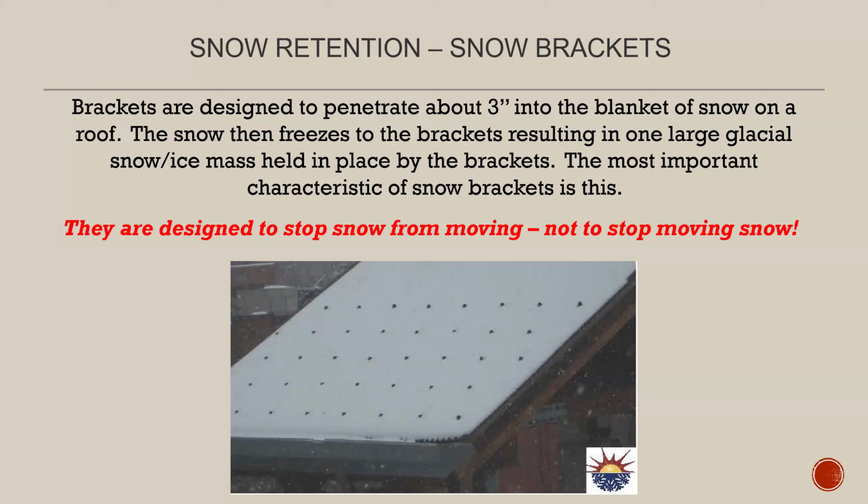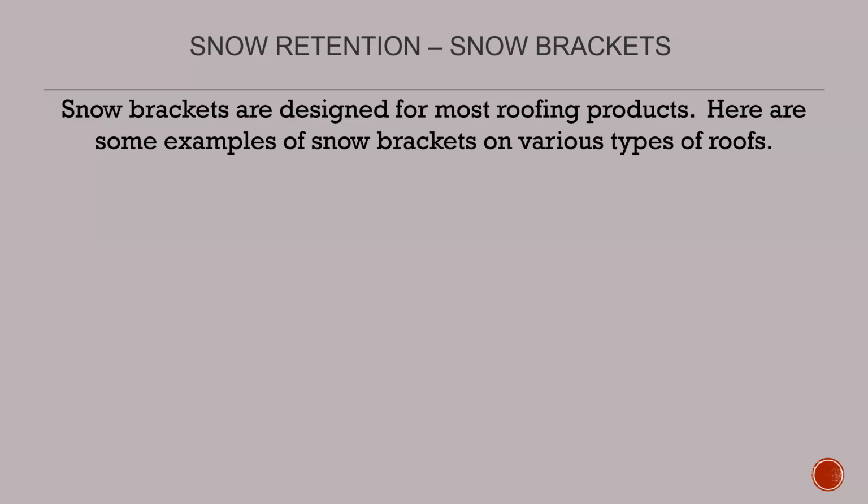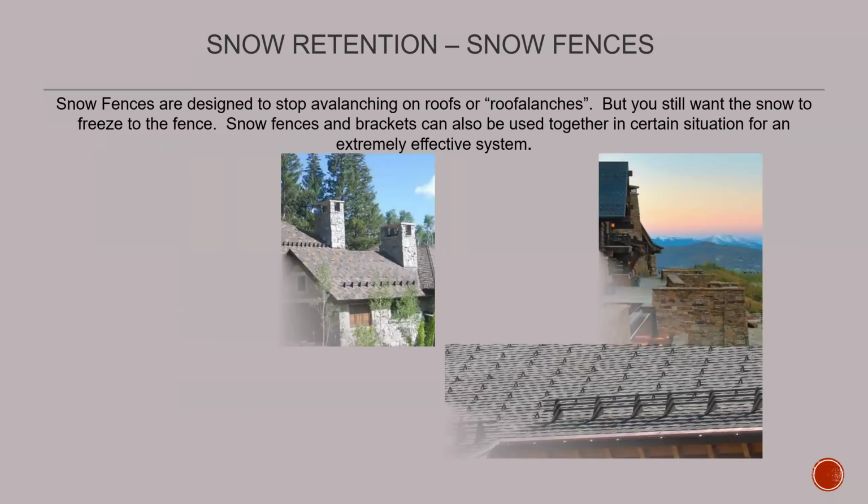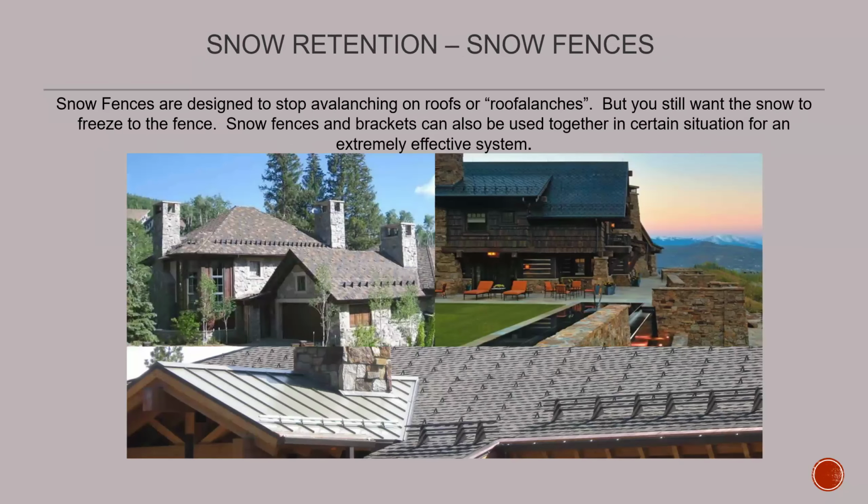So these are oftentimes placed on the entirety of the roof because they need to act as one insulating blanket that's holding that snow together as one mass, where the fences are going to act a little bit differently. Both systems will allow for proper drainage underneath the brackets and fences and can be installed on almost all different types of roofing material. But the snow brackets, that snow is going to slough down that roof surface and then come into contact with the fences.